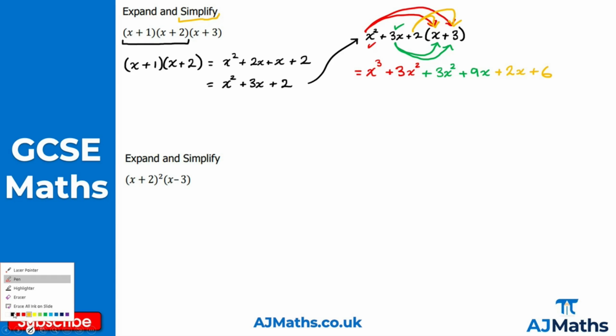Going back to our original pen colour, I've got x cubed here, and there's no other x cubed term, so we're just going to get x cubed. We've got 3x squared plus another 3x squared, so that would give me 6x squared. We've got 9x plus 2x, that's going to give me 11x.